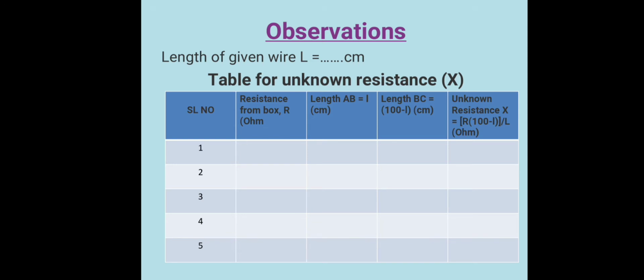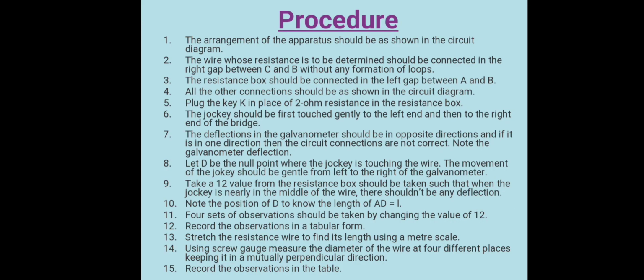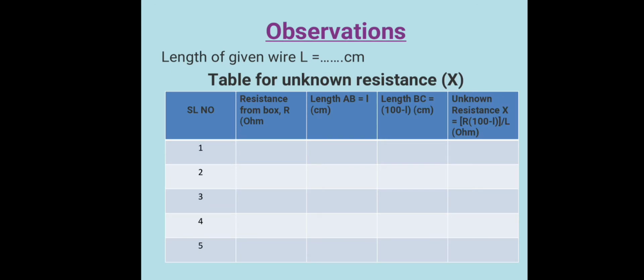Observations. For the observations, we require a minimum of 5 readings. We can do it by plugging different resistances from the resistance box.